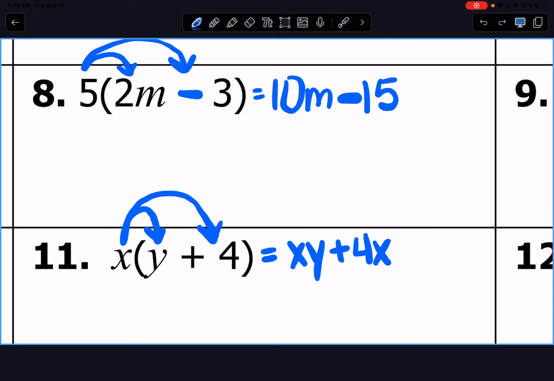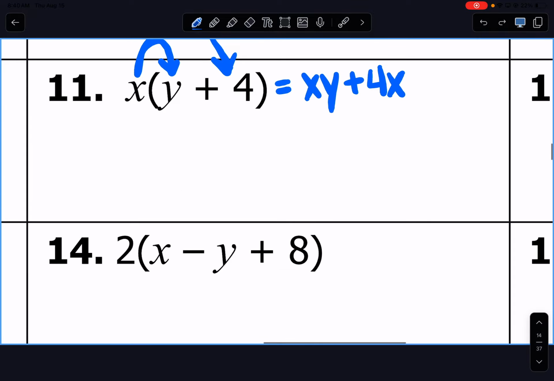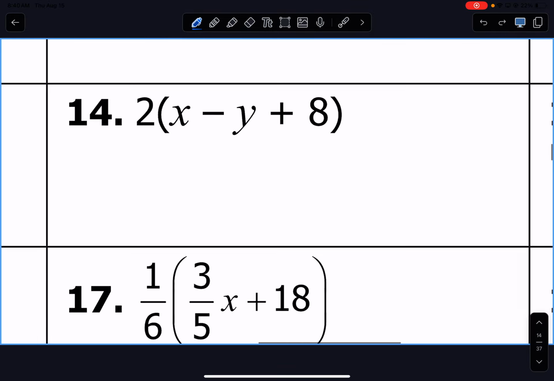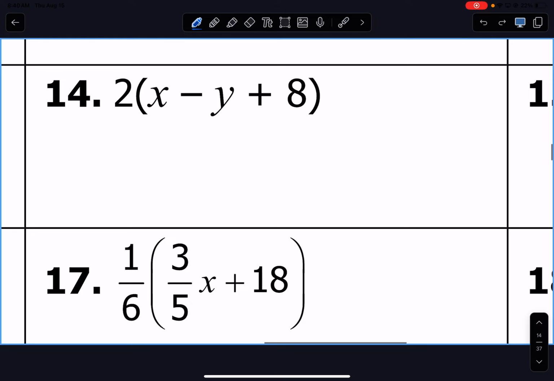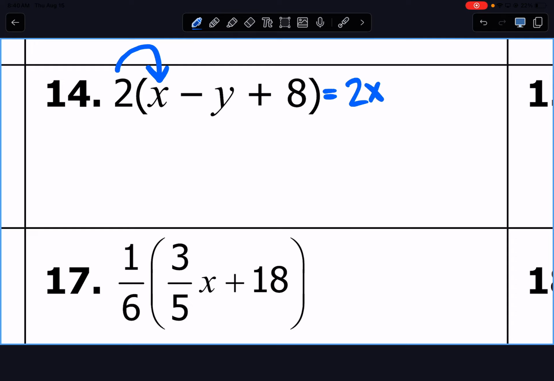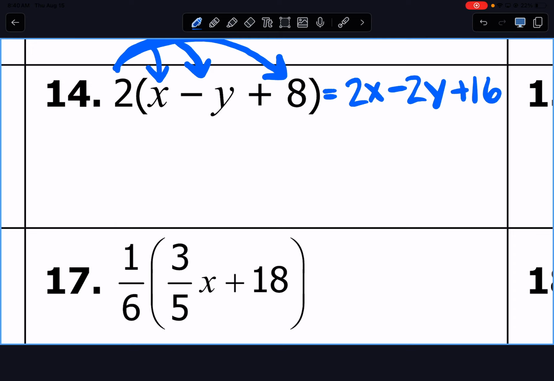All right, now, what about for 14? Okay, for 14, it's got 3 terms now. Does that change anything that I've been doing, or do I just have to multiply one more time? So 2 times x is going to give us, then what is 2 times negative y? Then 2 times 8 is? That's our answer.